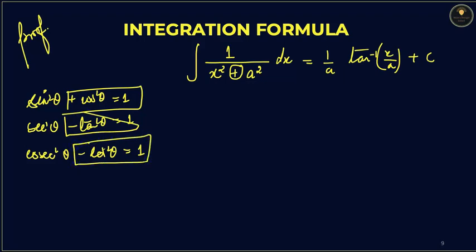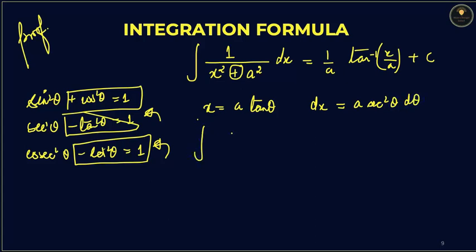Which means that if I take the value of x in terms of either tan theta or cot theta, you will get something in terms of the variable that we want to find. So here you will write x is equal to a tan theta. Once you write x is equal to a tan theta, you have to differentiate on both sides. You will write dx is equal to a sec square theta d theta.